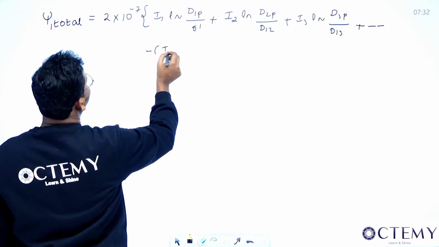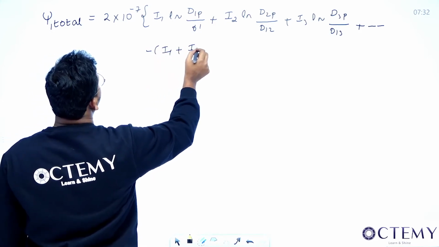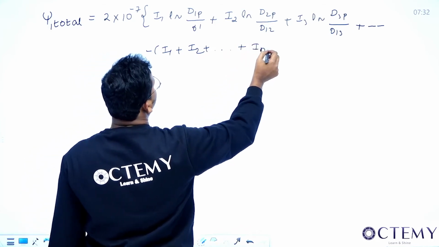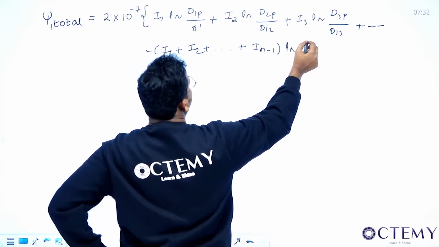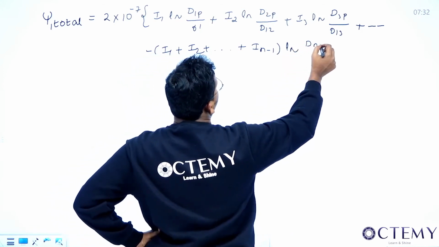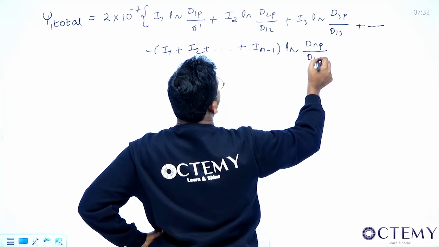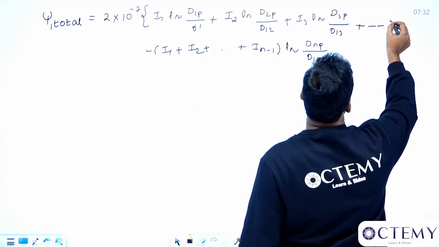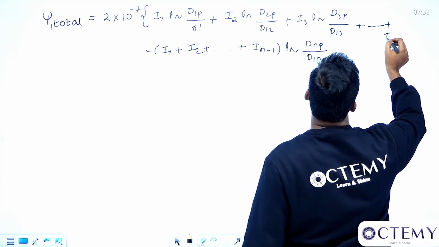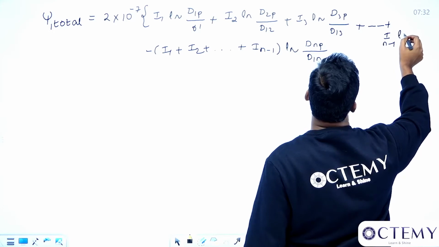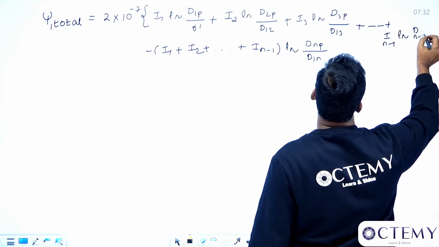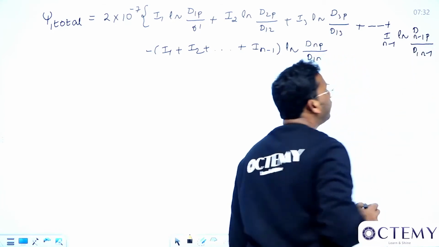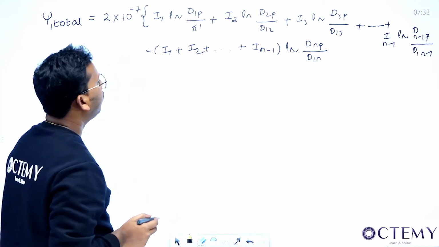Minus (I1 plus I2 plus and so on plus I(n minus 1)) into ln dnp divided by d1n, right? So another term if you want to write here, this will be plus the last but one term, I(n minus 1) into ln d(n minus 1)p divided by d1(n minus 1), right? Very good, sir. Now see what can I do.